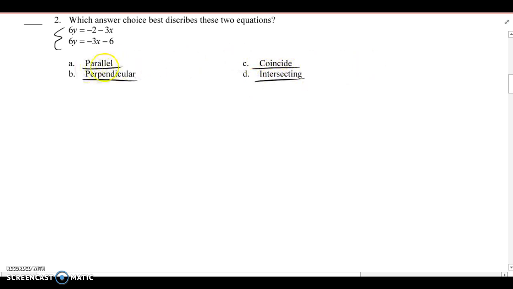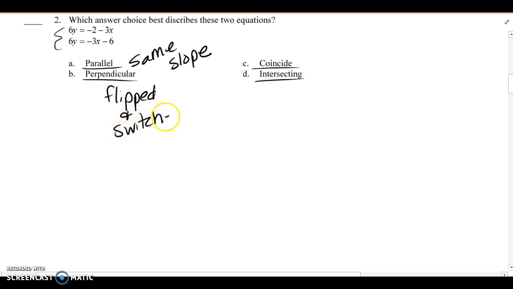Well, let's first just look at these first two. We know that parallel means the same slope, and we know that perpendicular means a slope that has been flipped and switched. So let's first get these into slope-intercept form to find out what the slopes look like, to let us know if that tells us anything.